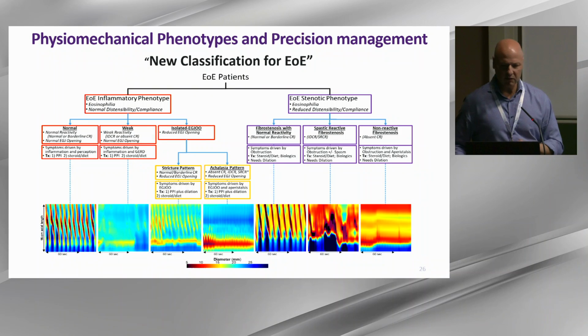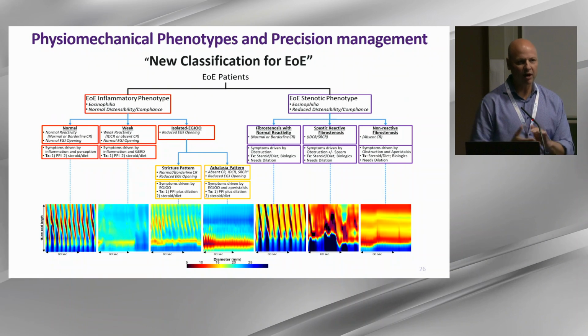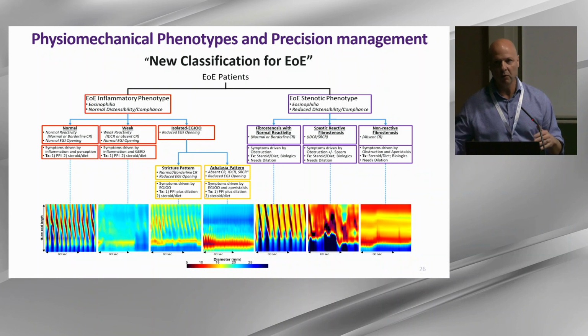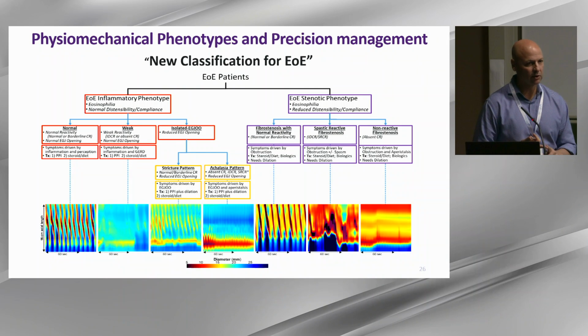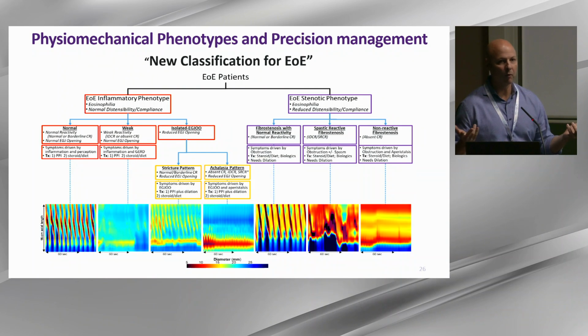So you can save these patients the whole process of getting another endoscopy 8 weeks after PPI because they're not going to respond. And you can start them on topical steroids or a biologic right away. And once again, expedite their care. Save them an extra endoscopy and the discomfort of having to go through that.